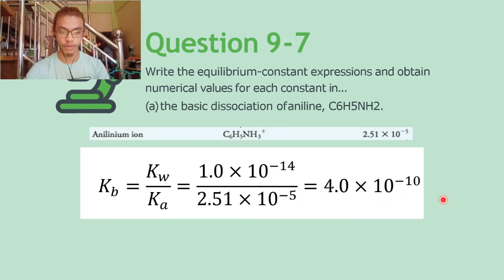In the table, we are only given the Ka values. However, we can solve for the Kb values by this equation, Kw over Ka. Kw is the constant for water, which is 1.0 times 10 raised to negative 14. And our Ka for the aniline ion, we have 2.51 times 10 raised to negative 5. So the Kb for the basic dissociation of aniline is 4.0 times 10 raised to negative 10.